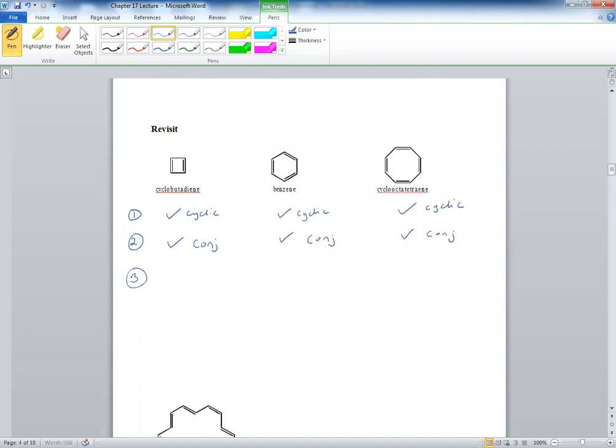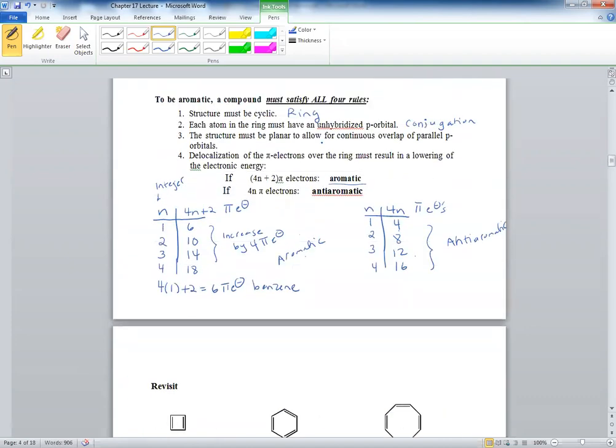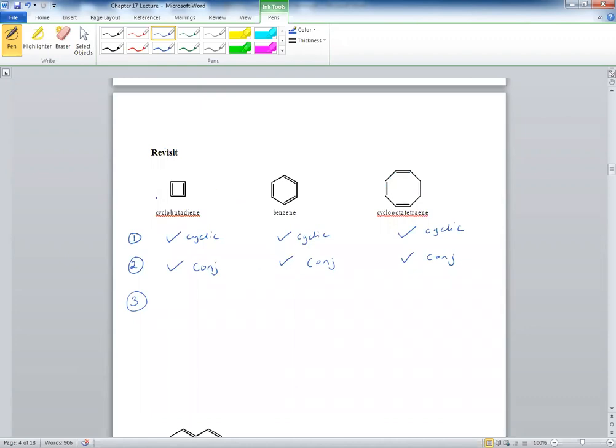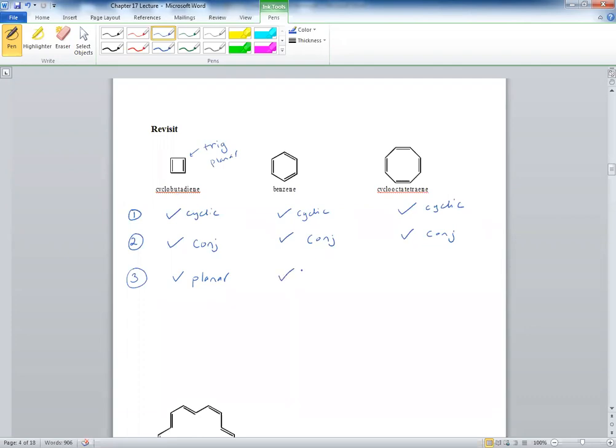Number 3, is the structure planar? The structure must be planar to allow for continuous overlap of parallel p orbitals. And yes, this one is planar. We have 2 double bonds, and they should be trigonal planar. We said for benzene, yes, they are planar. It's a planar molecule.